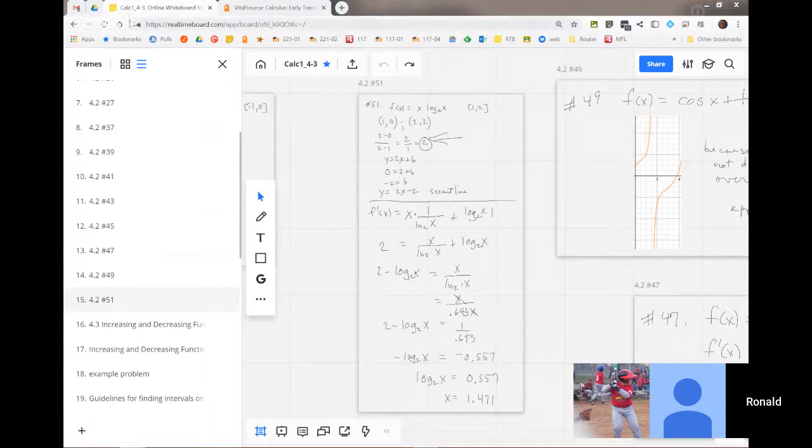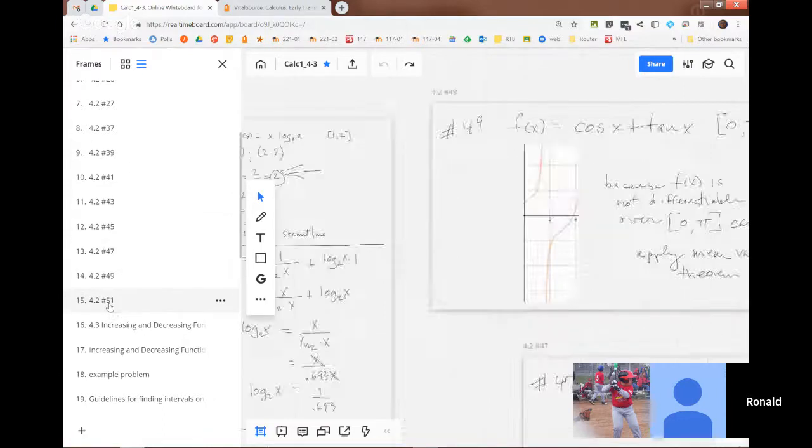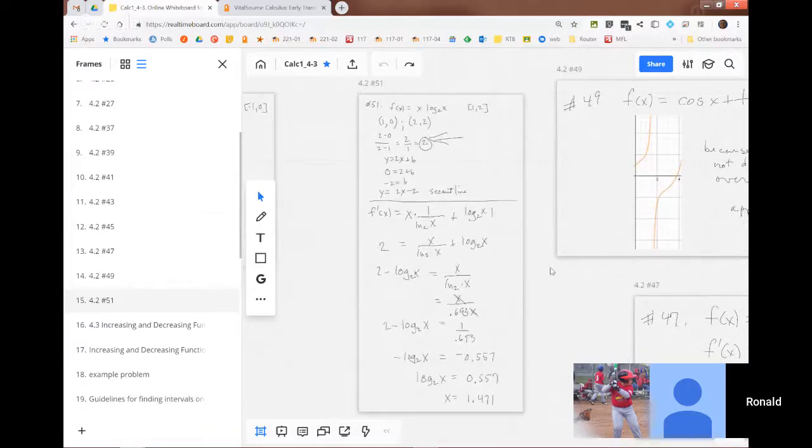Okay, so I was asked about two questions. Number 49. The reason you can see just by looking at the graph, when you look at that interval from 0 to pi, that's not differentiable, so we can't do the mean value theorem. And then I was asked about number 51.